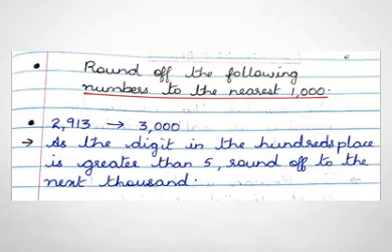First question is 2913. As the digit in the hundreds place is greater than 5, round off to the next thousand. In the case of 2913, the digit in the hundreds place is 9, which is greater than 5. So, 2913 is round off to 3000.